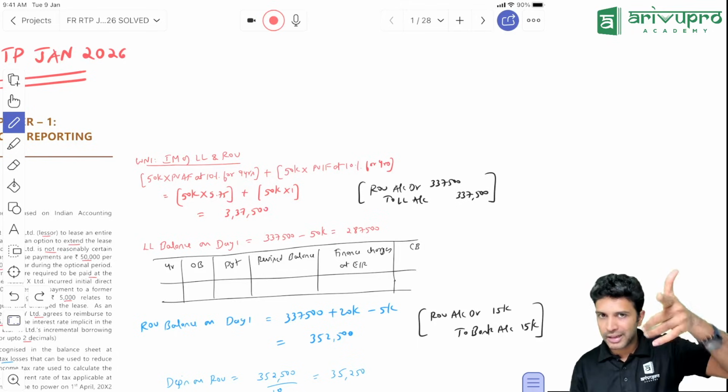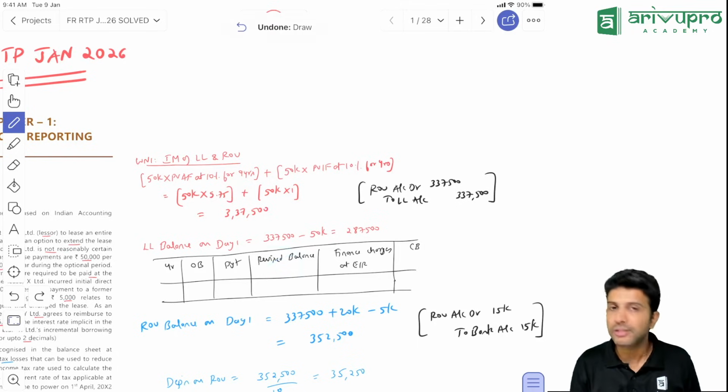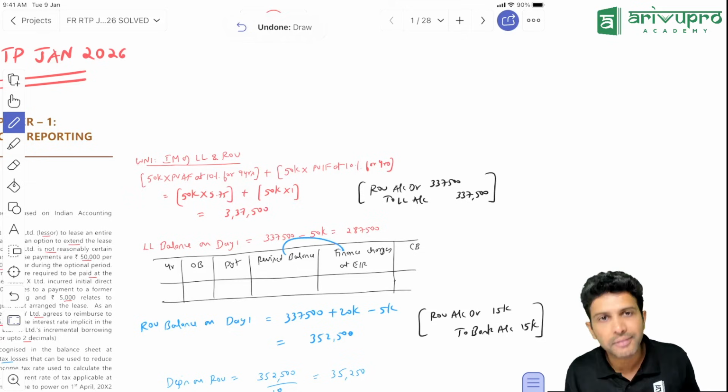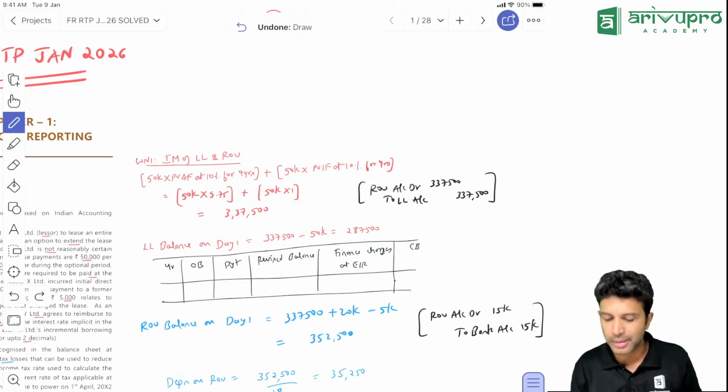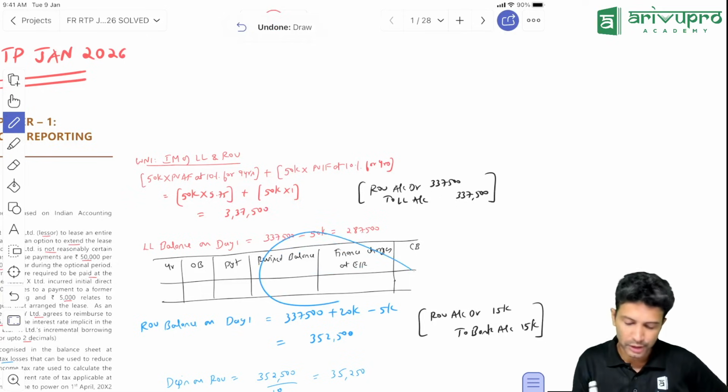Year, opening balance, payment, revised opening balance or revised balance. On the revised balance, calculate finance charges. Adding these two, you'll get closing balance. If you remember, we have done such questions. Just for your reference, I've got this.